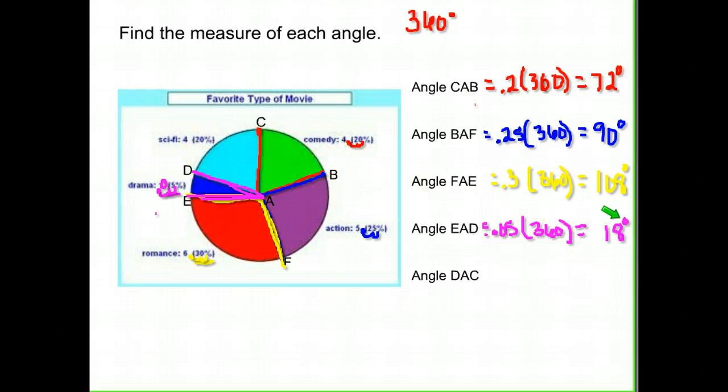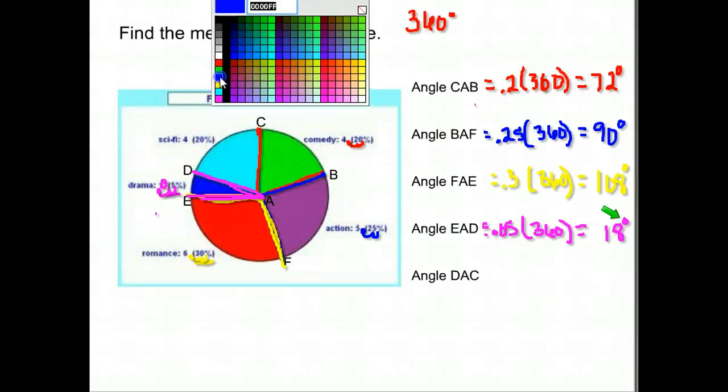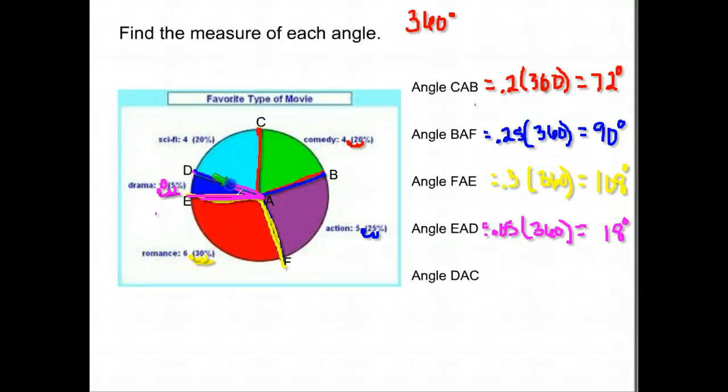And we're down to our final number here. Our final angle, DAC, is our light blue wedge. Again, it says it's 20%. We've done a 20% before. It should come out the same. Again, you move the decimal 2 places to the left, which gives you 0.2. You multiply by the total degrees in a circle of 360, and you get 72 degrees.